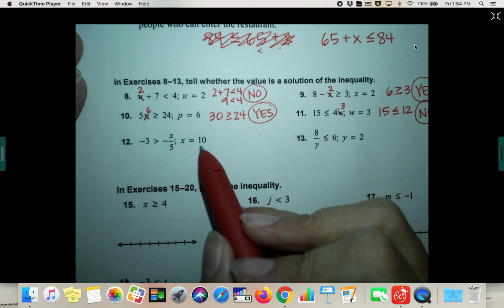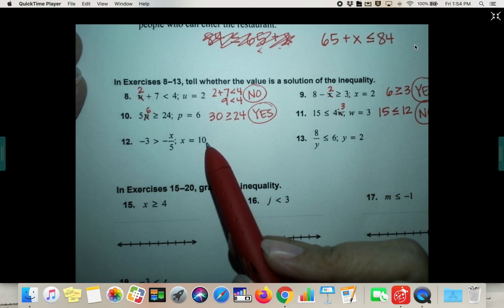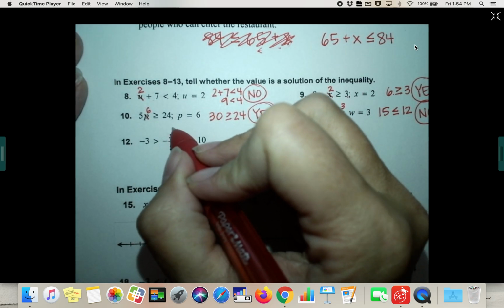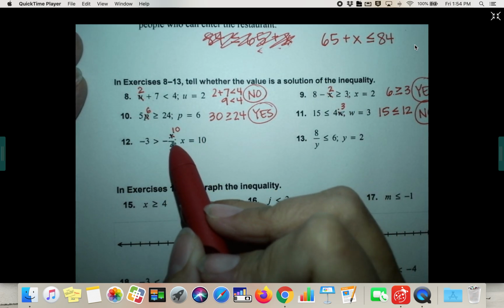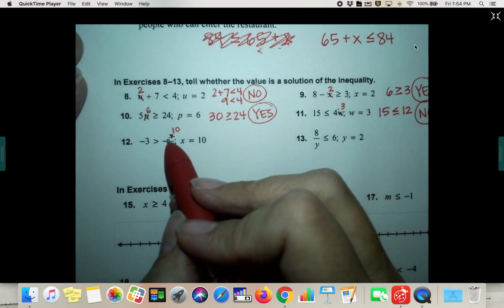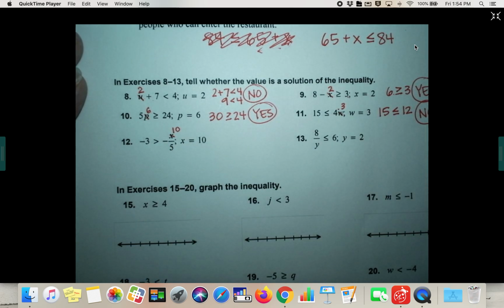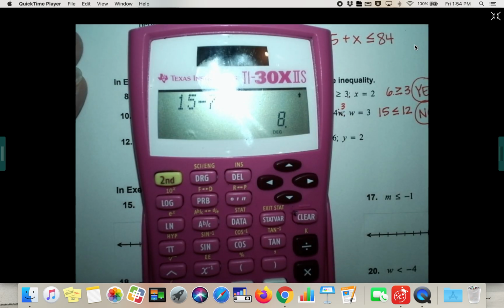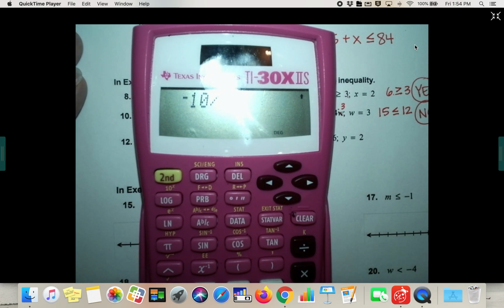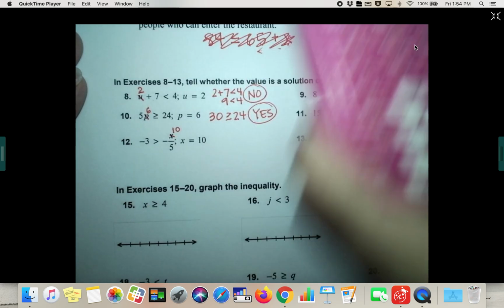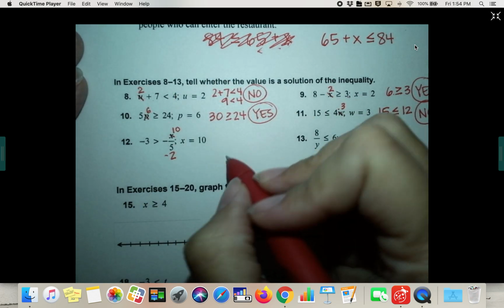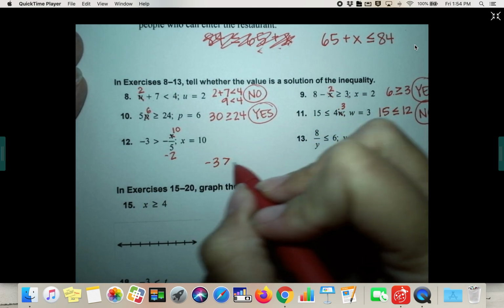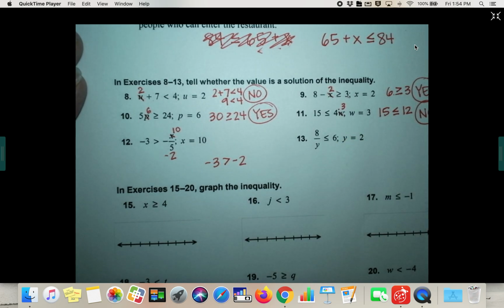All right, number 12 says x equals 10. So instead of x up here, I want you to see that as a 10. This is a negative 10 divided by 5. Negative 10 divided by 5, if you're not sure, use your calculator. Negative 10 divided by 5 is negative 2. So this is saying that negative 3 is greater than negative 2.